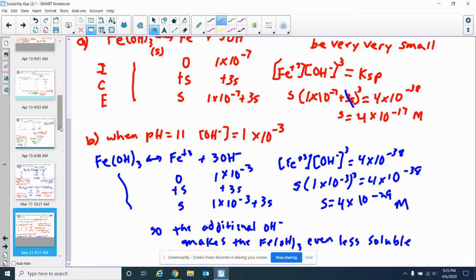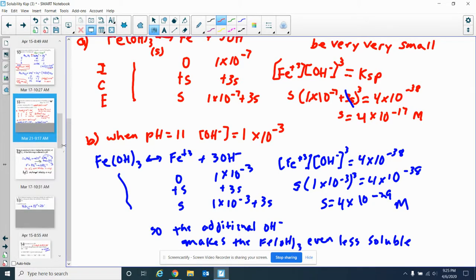Okay, so that's how you do it when you have some ion already present. It's not just water with some of them, or if it's a hydroxide and it's a very, very insoluble hydroxide. In that case, the OH minus in water does make a difference.